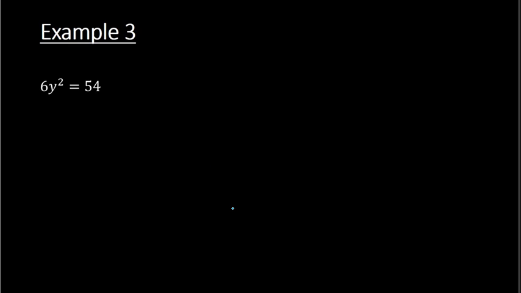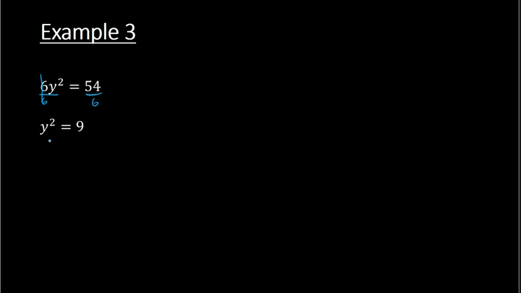So for example, here we have 6y squared equals 54. All right, we see the y squared, that is my perfect square. The 6 over here is kind of messing me up a little bit. So I need to move the 6 over first to isolate this y squared. So let's bring the 6 over first. We do that by dividing. So we divide both sides by 6. We now have y squared equals 9.